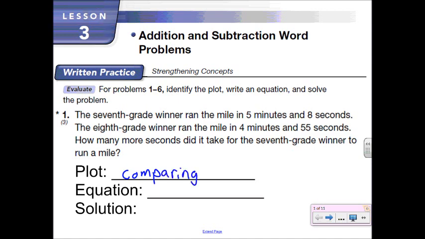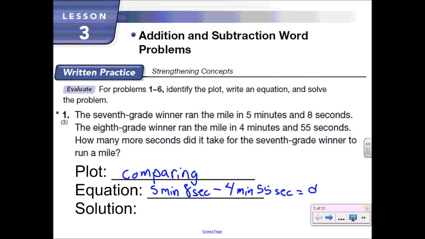And when we're comparing, we take the greater number, which is 5 minutes, 8 seconds, and we subtract the lesser number, which is 4 minutes, 55 seconds. And that gives us our D, which is our difference. So now we just need to solve this.